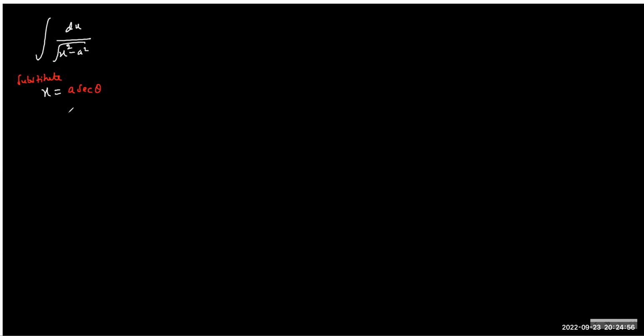And the moment you write this, what is dx you are getting? A sec theta tan theta d theta, right? Yes, sir. So this we can rewrite as a sec theta tan theta, and the denominator becomes a outside, and sec square minus 1 is tan square, which is tan theta. All gets cancelled.